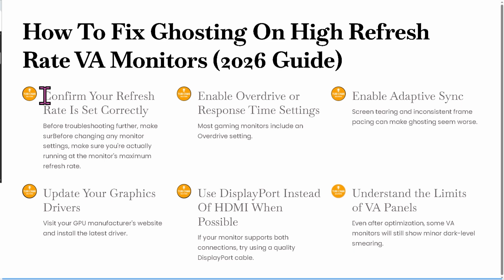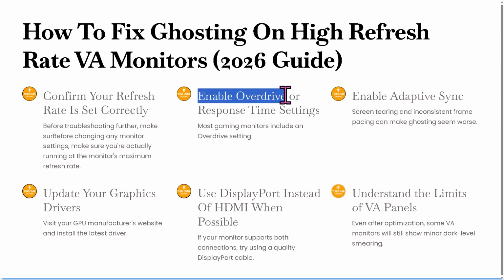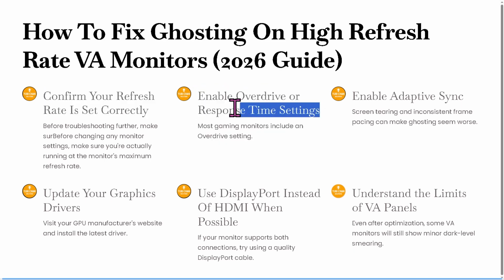displays. Now, the first thing that you need to do before changing any monitor settings is to confirm your refresh rate is set correctly. Make sure you're actually running at the monitor's maximum refresh rate. On Windows, right-click your desktop, select Display Settings, click Advanced Display. Under the refresh rate, select the highest available option. For example, 144 Hz, 165 Hz, 180, 240, and if you are running at 60 Hz accidentally, motion will look much worse.